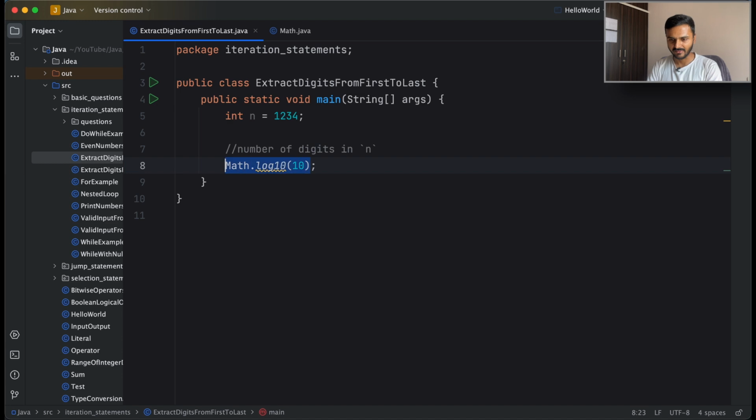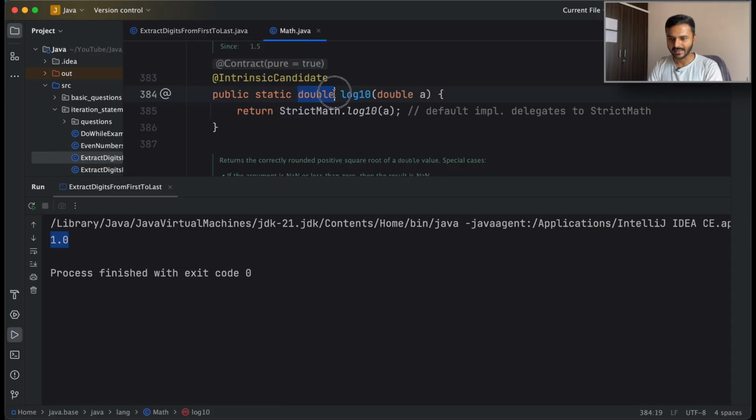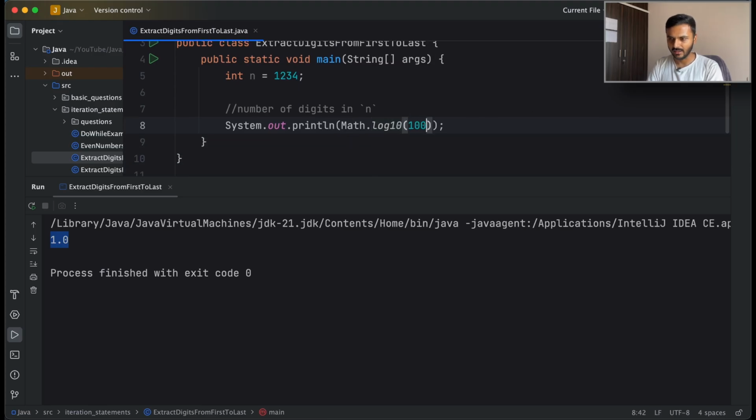Now, on the basis of whatever we have discussed, what should be the expected output? It should be 1, right? So if I just print the value, it should print 1. Let me change it to current file and run. It says 1.0, because it is returning a double value. Similarly, if I say 100, it should give me 2.0. And if I say, for example, 18, it will give me 1 point something, right? So whatever we get will be a double value.